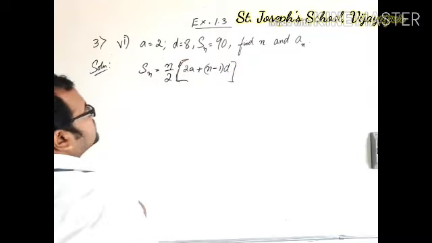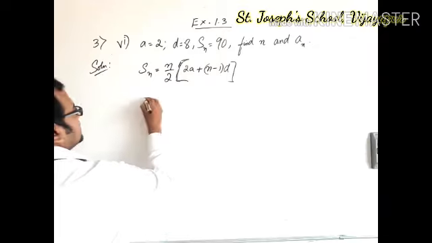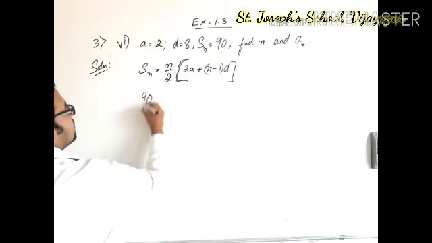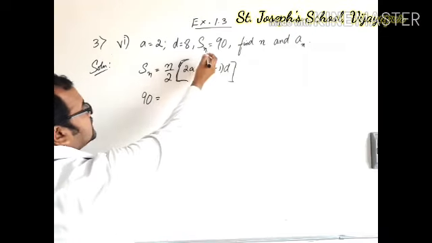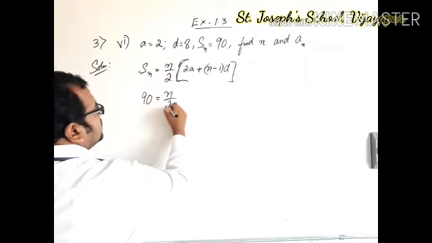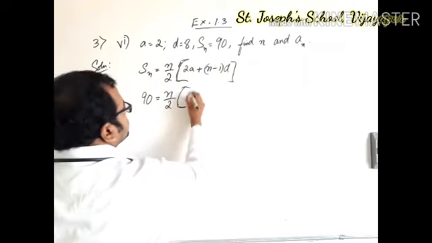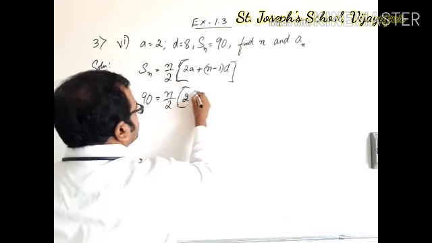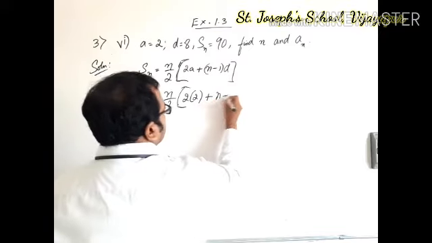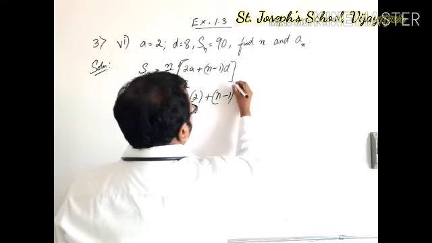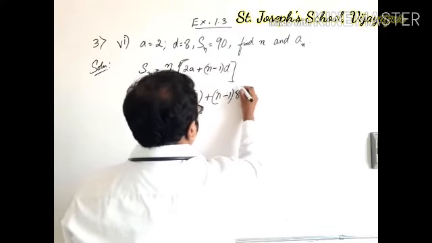Okay. Let us substitute the values. Sn value is given as 90, which is equal to n by 2. n is unknown, so n upon 2 into 2a. a is 2, so 2 into 2 plus (n minus 1), n still unknown, into d. d is 8.